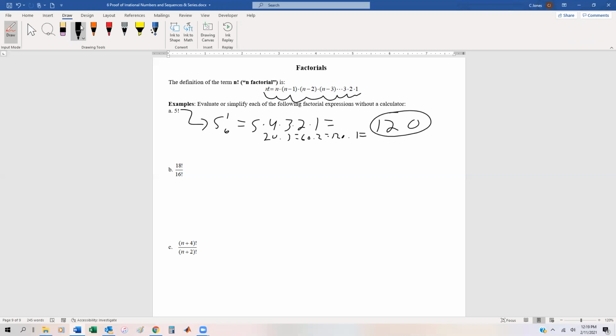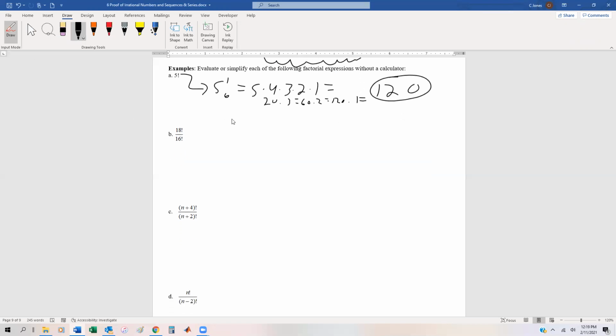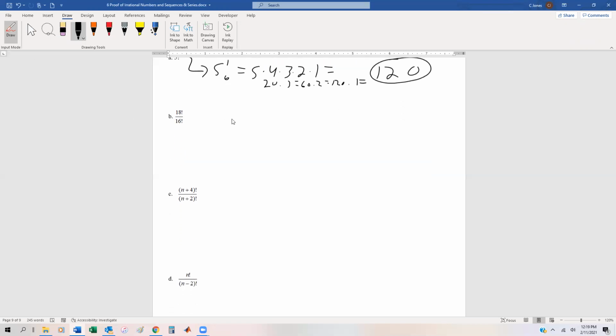Pretty easy. In an expression like 18 factorial over 16 factorial, it would certainly not be advantageous for us to multiply 18 times 17 times 16 all the way down to 1, and then multiply 16 times 15 times 14 all the way down to 1, and then simplify it. A little bit easier way might be to write out the factors that constitute each of the factorials.